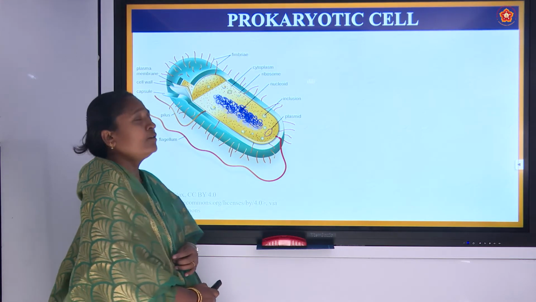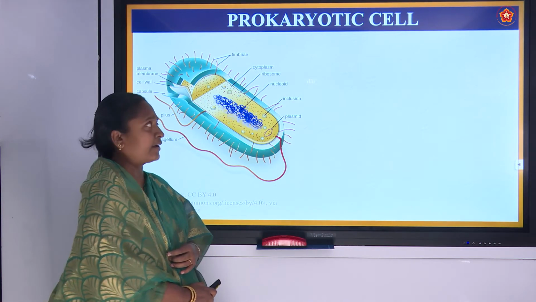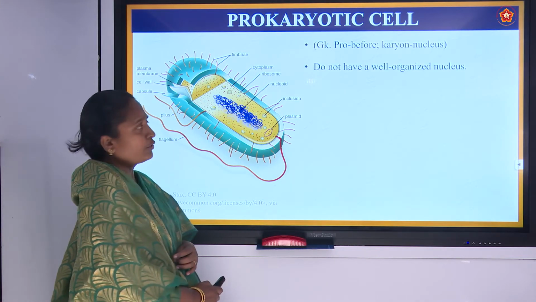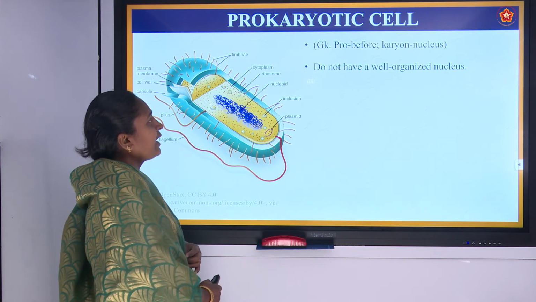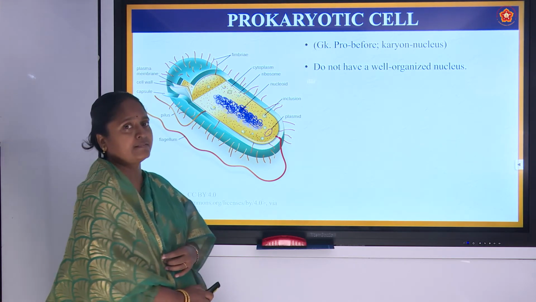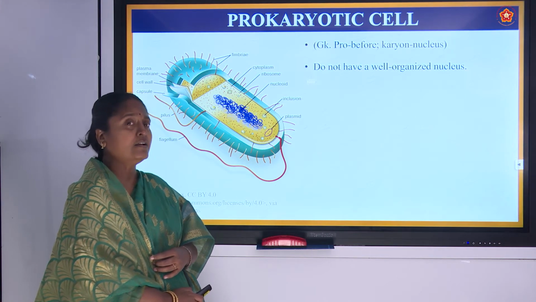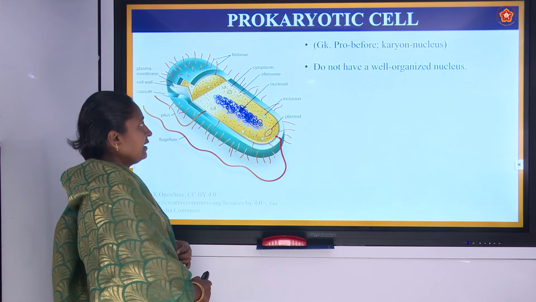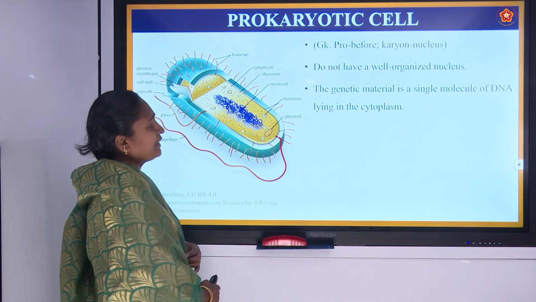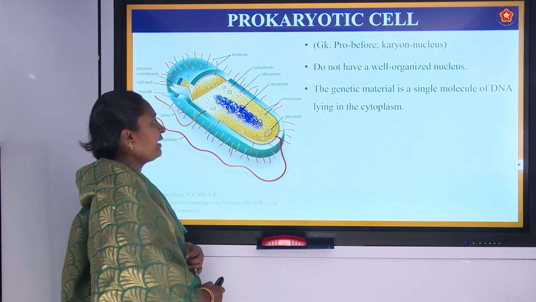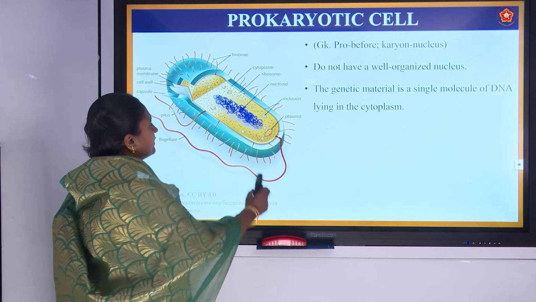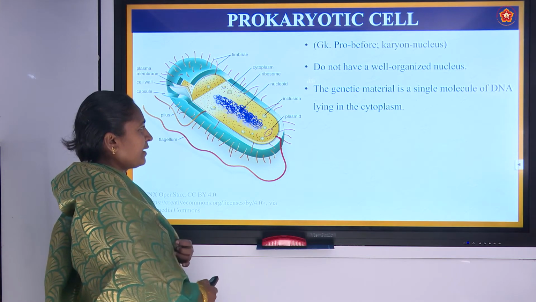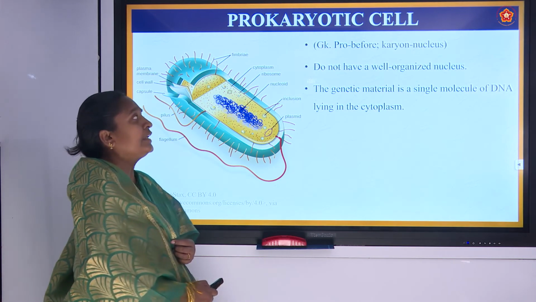So we will see now how a prokaryotic cell is organized. Pro means before and karyon pertains to the nucleus, and they do not have a well organized nucleus. That is the first point in the description of the prokaryotic cell. The genetic material is single stranded DNA which just lies in the cytoplasm. You can see that blue colored strand which is present in the cytoplasm. Here it is known as nucleoid.